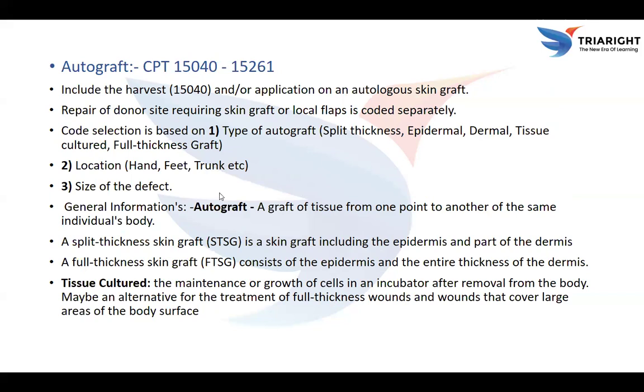The skin taken from one part of the patient's own body and placed on another part of the same patient. Because it is the patient's own skin, the risk of rejection is very low. The CPT code ranges are from 15040 to 15261. These codes include harvesting the skin, that is taking the skin from the donor site, and applying the skin graft to the wound. So you do not code harvesting separately if it is included in the graft code.